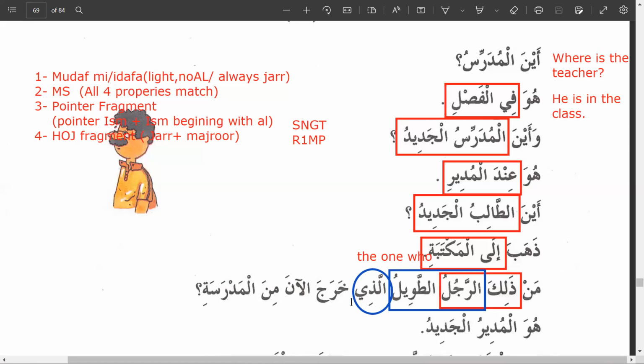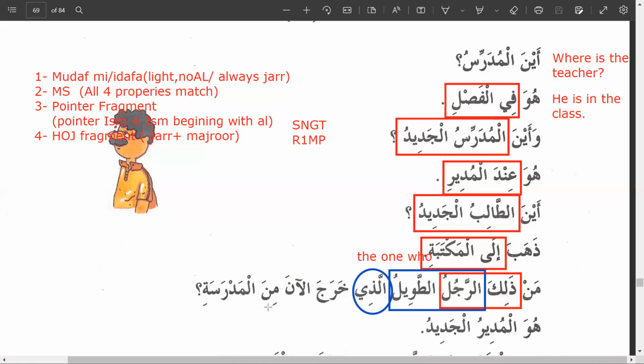Okay. Do you see another fragment besides these two, dhalika rajulu and ar-rajulu tawilu? Kharaja is a fail. Obviously, it's not an ism fragment. Al-ana is telling you the time. It's a separate word. Allazi is also separate. It's a connector ism.